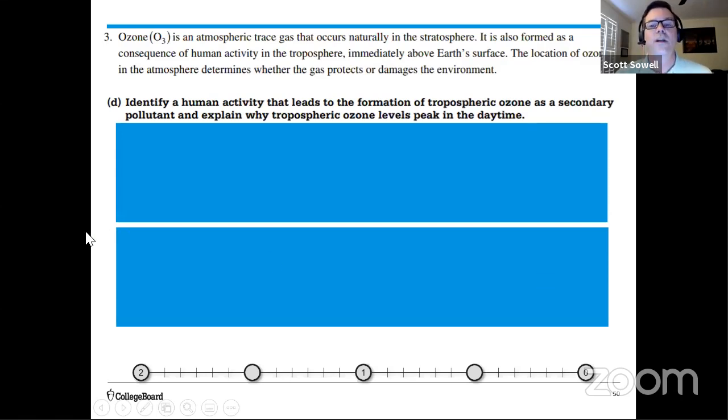And finally, we're going to now go from good up high to bad nearby. So it says, identify a human activity that leads to the formation of tropospheric ozone as a secondary pollutant, and explain why tropospheric ozone levels peak in the daytime. So this question clearly has 2 parts. I recommend to my students, there's no need to restate the question, but you could say one activity that leads to the formation of tropospheric ozone is, and then identify it, period. And then go into your explanation of why it peaks in the daytime. So take about 40 seconds or so and jot down some ideas of what you might put for 3B.